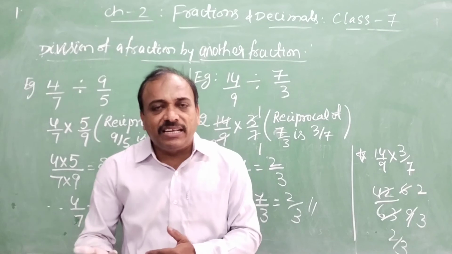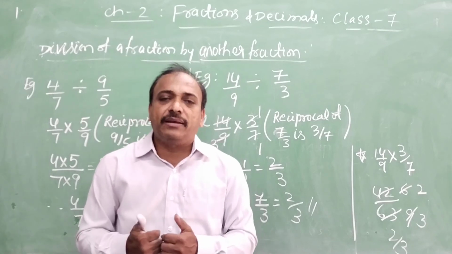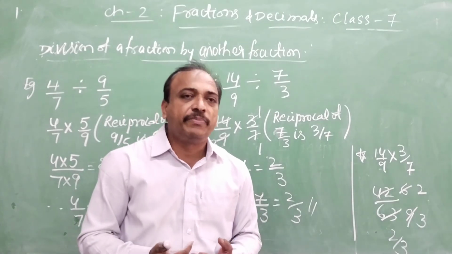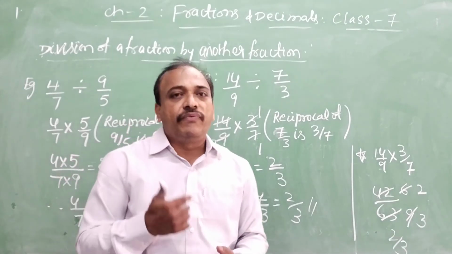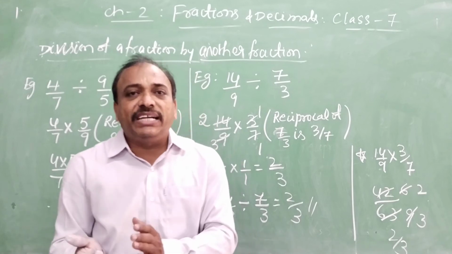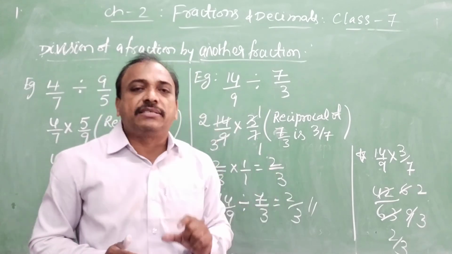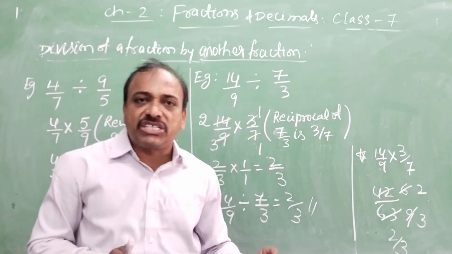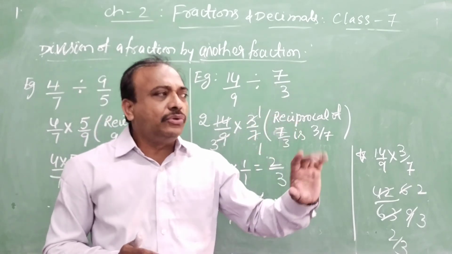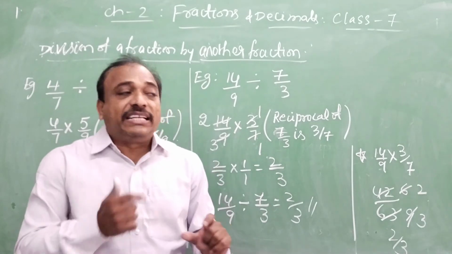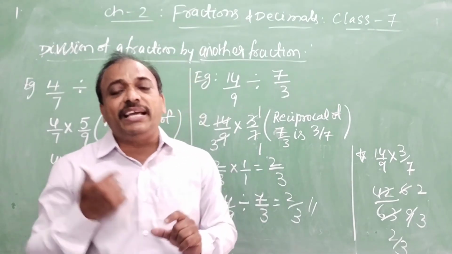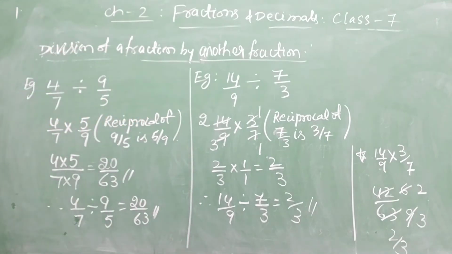If it is a mixed number, we need to convert it to improper. Fraction by a fraction: how to divide a fraction by a fraction? Whatever the divisor is, whether it is a whole number or a fraction, you have to multiply by its reciprocal. You have to take the reciprocal.